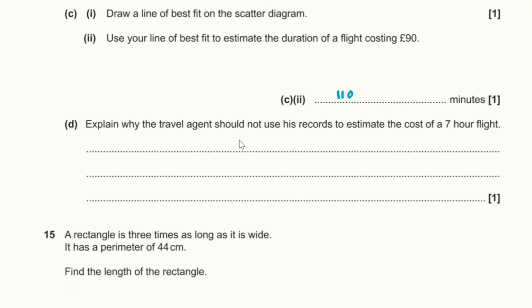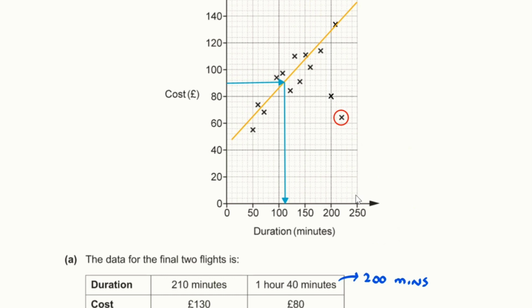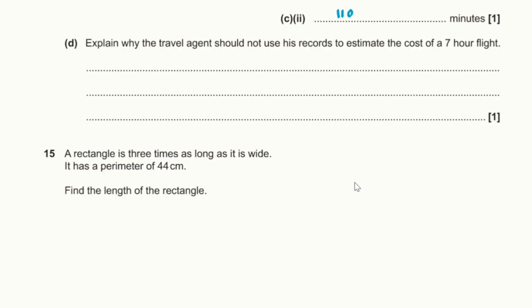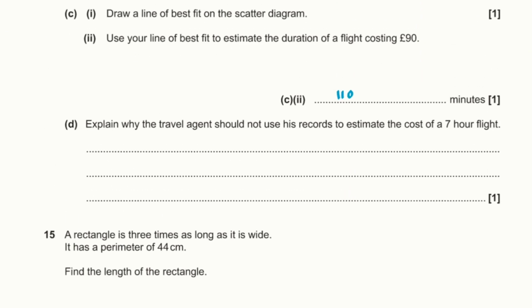And for the next part, we have to explain why the travel agent should not use his records to estimate the cost of a 7-hour flight. Well, 7 hours, that's clearly outside the data set. So what we'd write over here is 7 hours, which is equivalent to 420 minutes, is outside the data set.